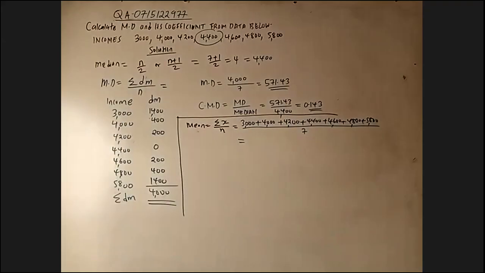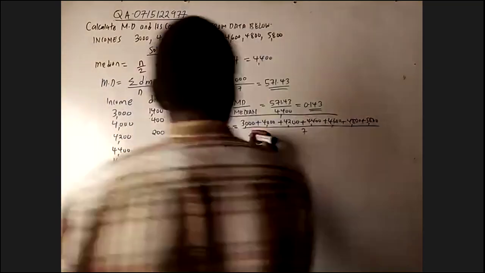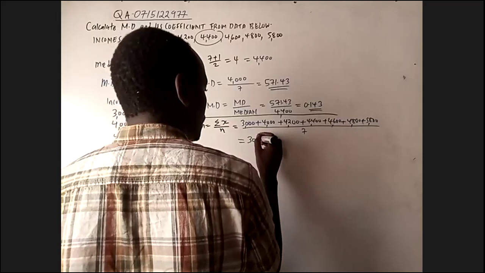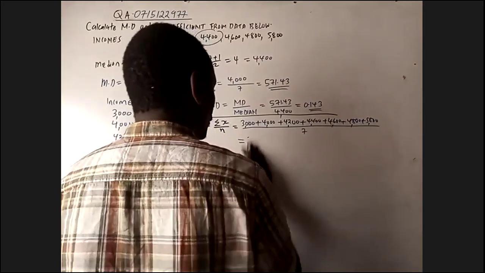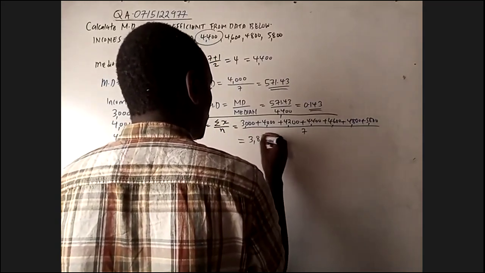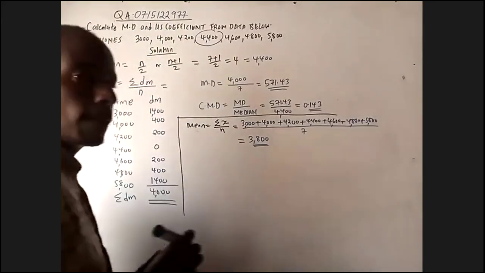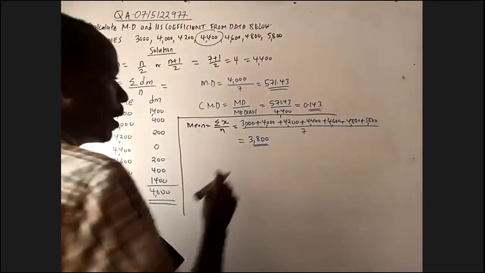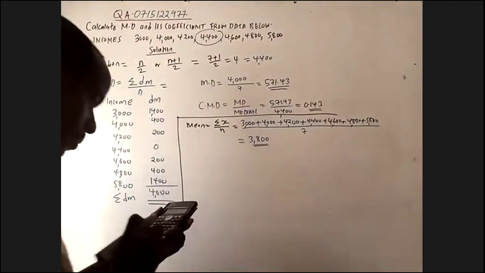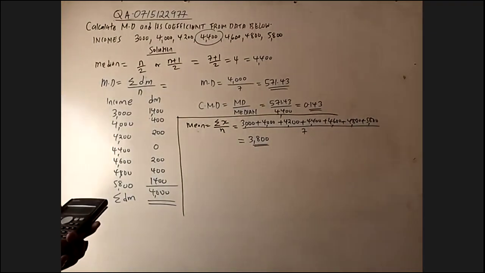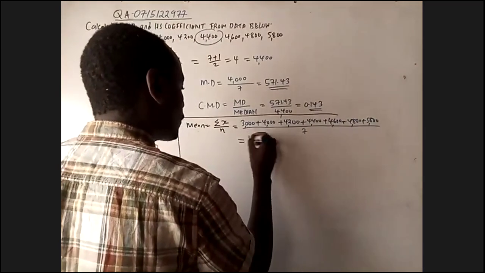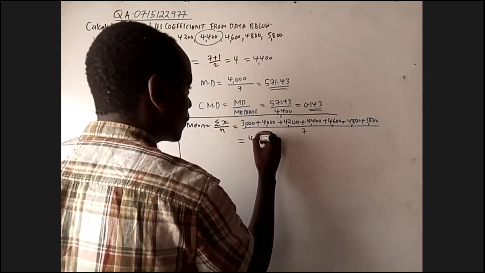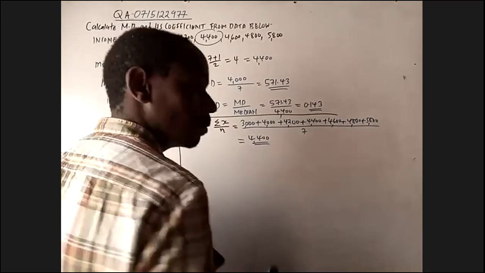What do I get? 30,800. No, the mean, divide 30,800 by 7. It will be 4,400. It comes out the same.